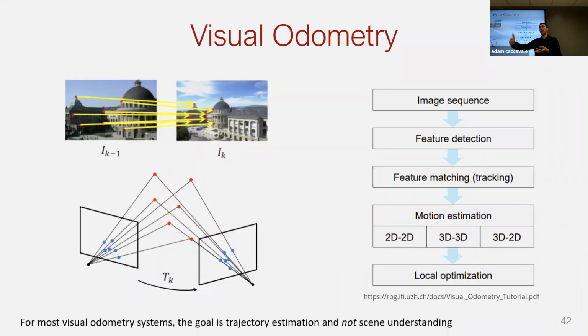If you do this again and again and again, you can estimate how the camera that's on the robot has moved through the environment. And there's other things you can do, such as a batch optimization over the previous frames to refine it. But at a high level, this is what is going on.